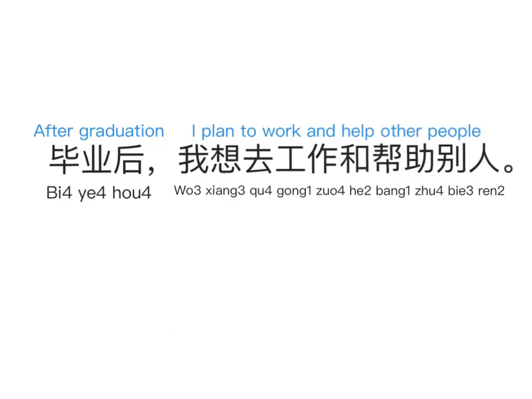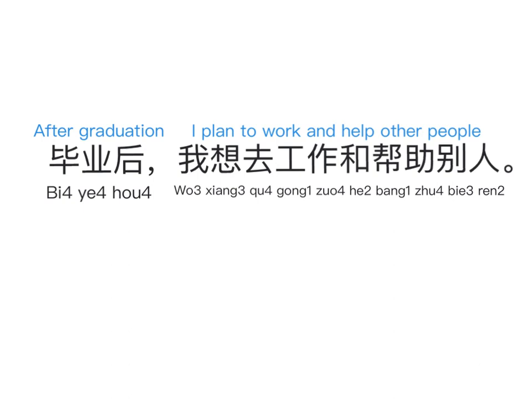The last sentence. Here we have 毕业后. 毕业后 means after graduation. 毕业后，我想去工作和帮助别人。我想去工作和帮助别人. Okay, I plan to work and help other people. Now, 毕业 is graduation. 后 is after. So if you notice, in English and in Chinese they are in opposite directions. We have the 后 at the last part, but after is in the beginning part in English.